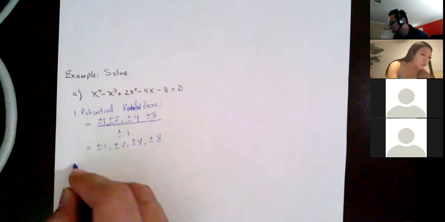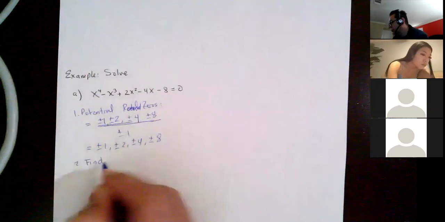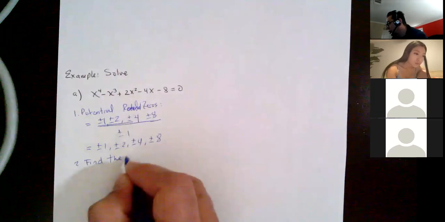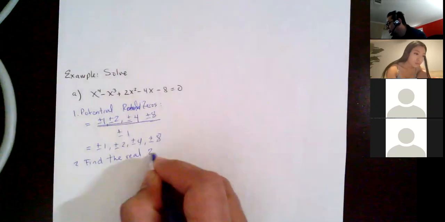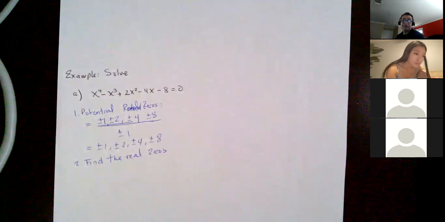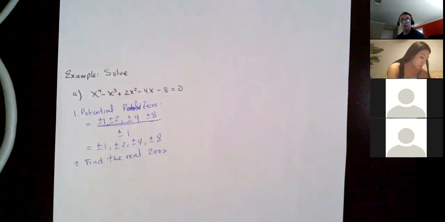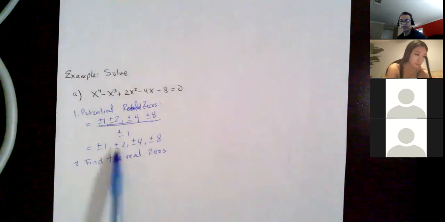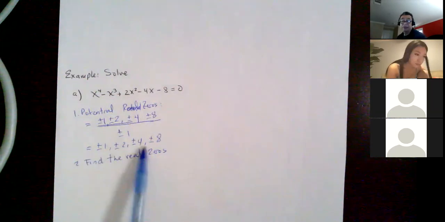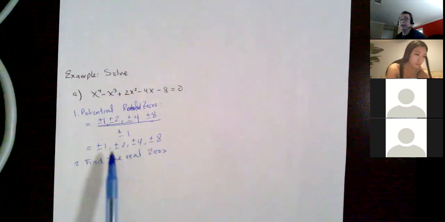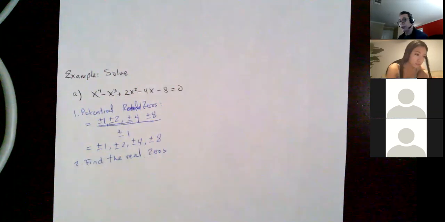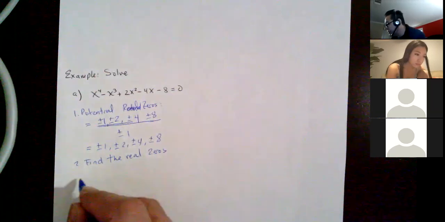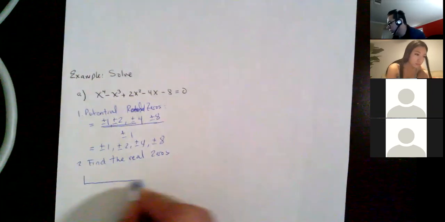So step number 2, find the real zeros by using synthetic division. So let's do what we did before. So again, let's start with 1. I usually start with 1 and -1, you guys. You can start with any of them, but I usually like to follow an order. Let's see if 1 is one of them.